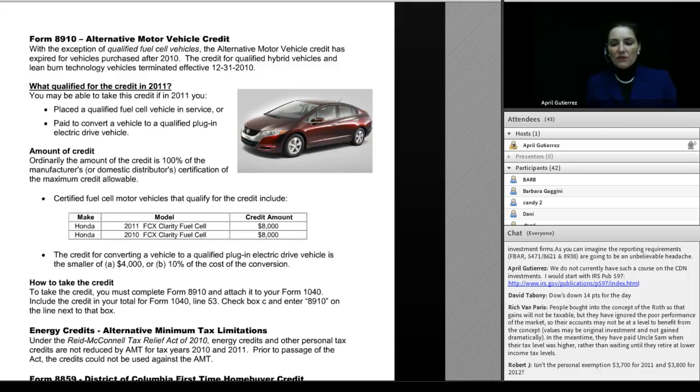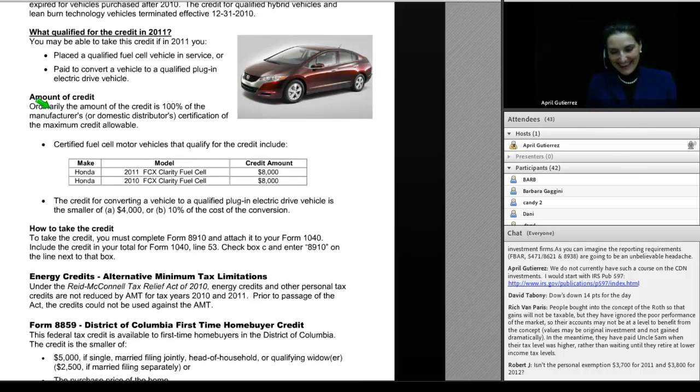And then finally, the alternative motor vehicle credit is largely expired. This is the credit that we were claiming on hybrid cars for the past several years. It expired at the end of 2010 for all vehicles except this one, which happens to be a Honda 2010 or 2011 FCX Clarity fuel cell vehicle. If you have a client who bought one of those, they get a credit. It happens to be the only fuel cell vehicle out on the road.